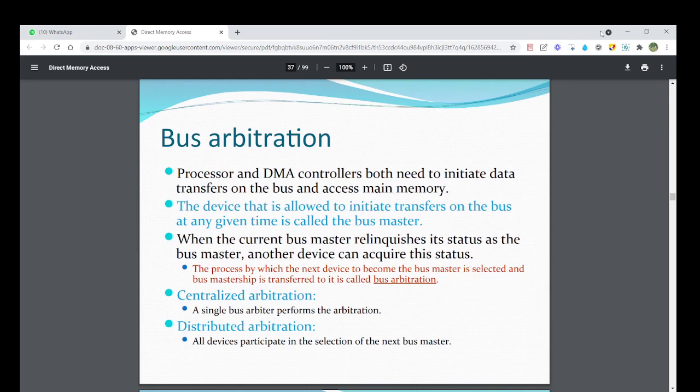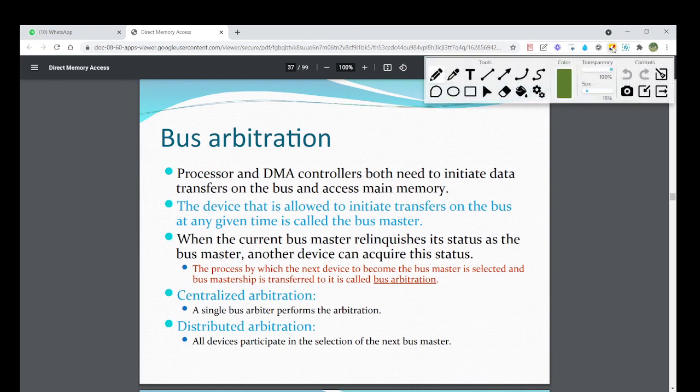The next is a very important topic, that is bus arbitration. So till now we have seen what DMA is. The processor and the DMA controller both need to initiate data transfer on the bus and access main memory. So we have a single bus which is used by the processor as well as the DMA controller, and we have a single common main memory.